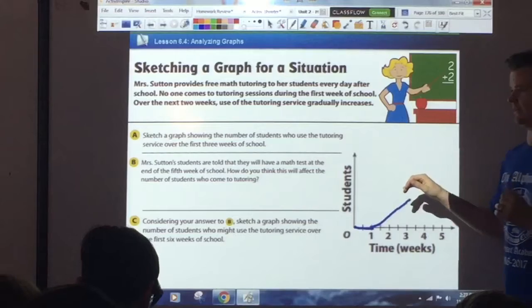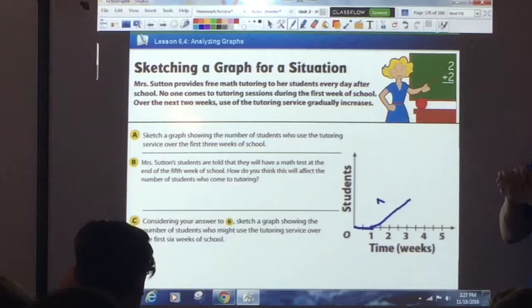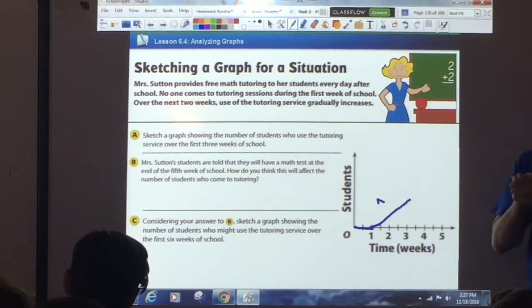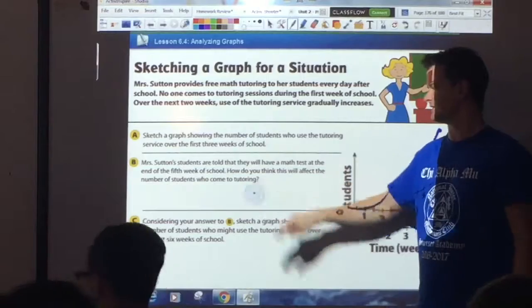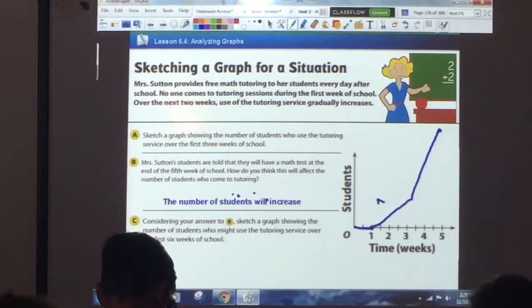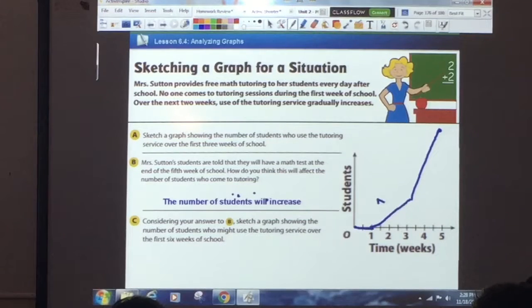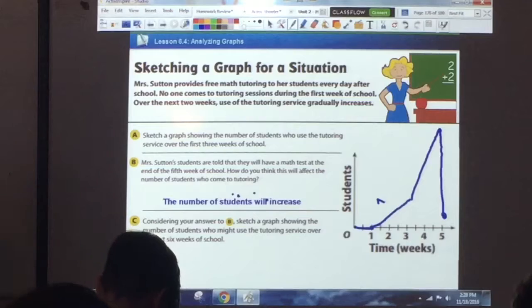We have weeks 1 through 3 done. We sketched a graph showing the number of students who use the tutoring service in the first 3 weeks. Now, after week 3, students are told they'll have a test at the end of the 5th week. What do you think is going to happen to the number of people that go to tutoring? Boom! It goes way up! Whoa! Way up here. And then once the test is over, what do you think happens to the number of students in tutoring? All the way down. As soon as that test is over, it's going to collapse. So this is, once again, not difficult. You're just matching the scenario to different graphs. It's got to make sense.